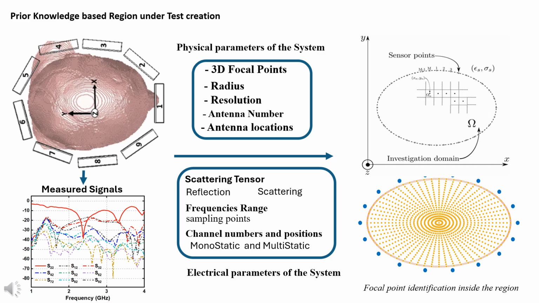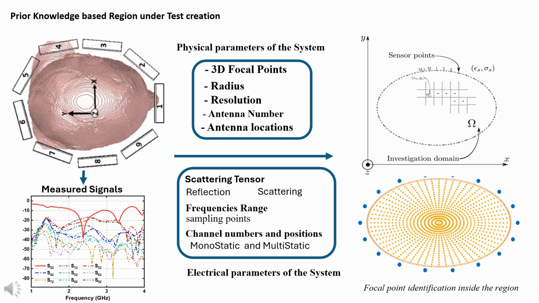The central coordinate system, marked on the head model, defines the axes along which the signals propagate and the locations where measurements are taken. This setup allows the system to measure how electromagnetic waves interact with different tissues, producing what is known as scattering parameters or S-parameters. The graph labeled measured signals at the bottom left illustrates how these scattering parameters vary over a range of frequencies.